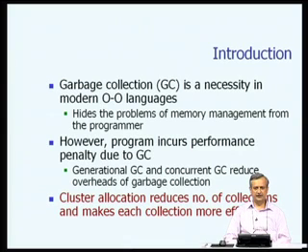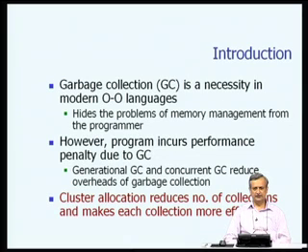However, there is a performance penalty due to garbage collection, and this has been addressed by many methods. So, for example, generational garbage collection and concurrent garbage collection are two methods by which we try to reduce the overheads of garbage collection. So, what is generational GC? We are going to see a little more of this in the near future.